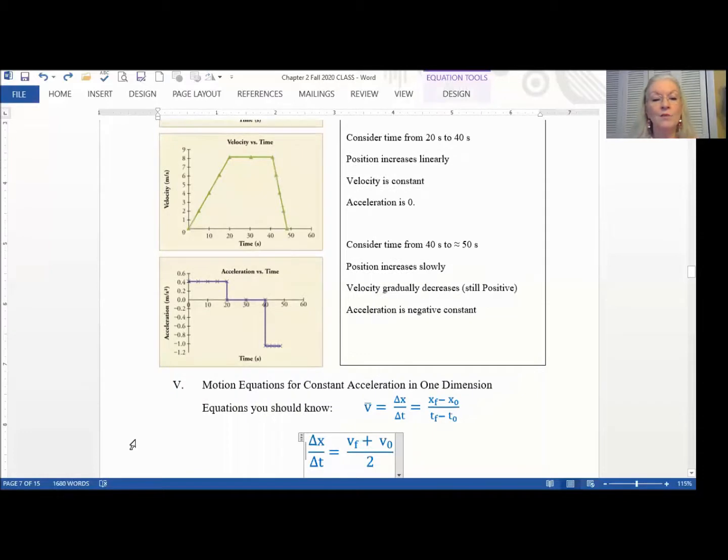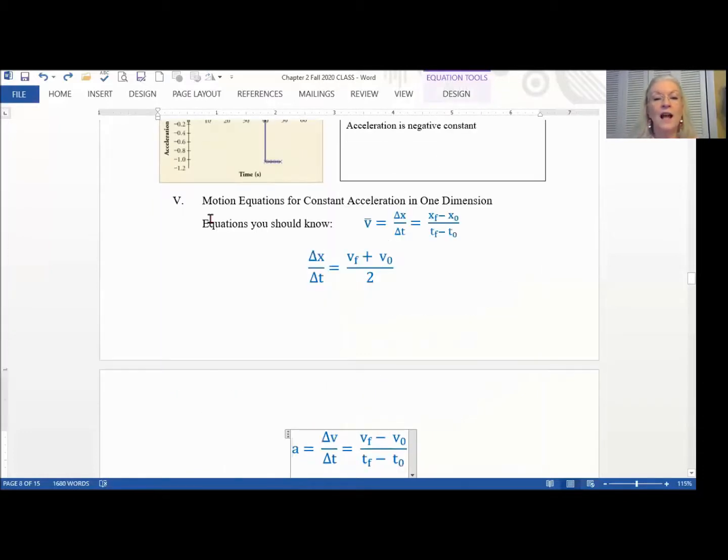So let's look at some of the motion equations that we need to have for our analysis of motion in one dimension. You need to memorize the average velocity equation. It is that delta x over delta t is going to give you the average velocity. And remember that delta x is x final minus x initial, and delta t is t final minus t initial. Now, we can take that equation and get rid of the first equal sign and just have delta x over delta t.